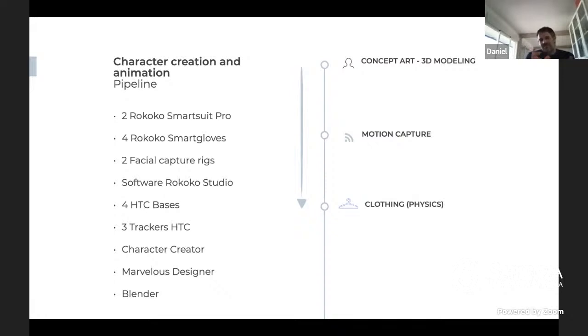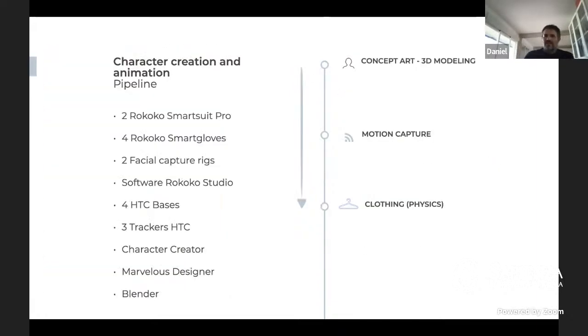Because, okay, in a nutshell, I think autonomous equipment like the Rokoko Smart Suit Pro and similar equipment are great to start working in motion capture. But at the same time they are very limited compared to other technologies like optical cameras and so on. So yeah, it has its advantages and disadvantages. Okay.